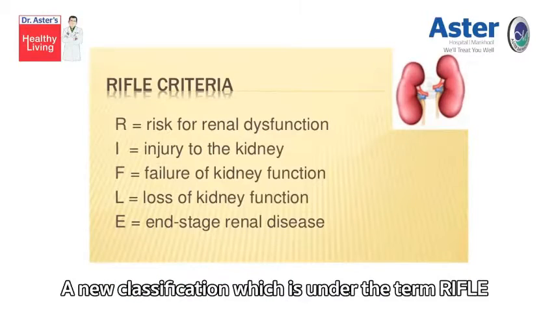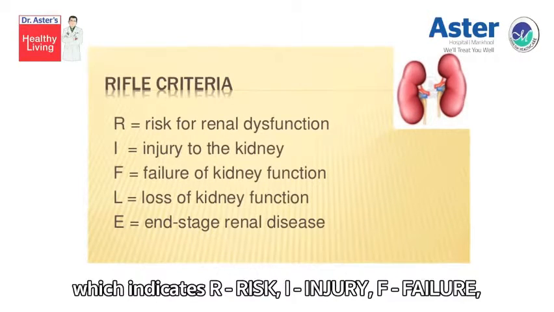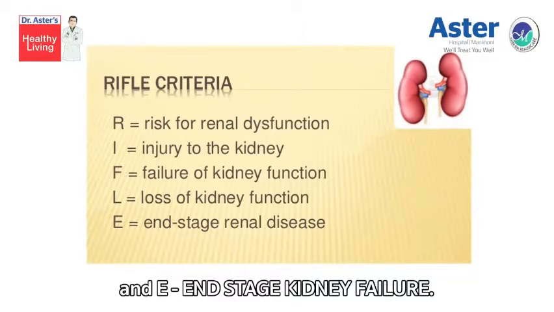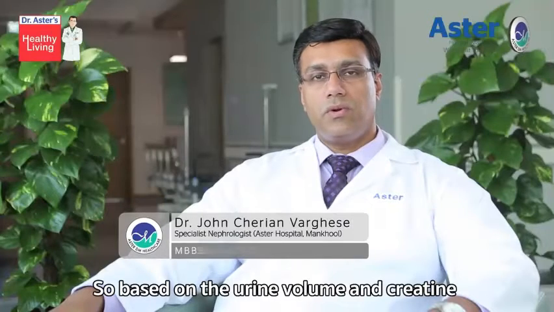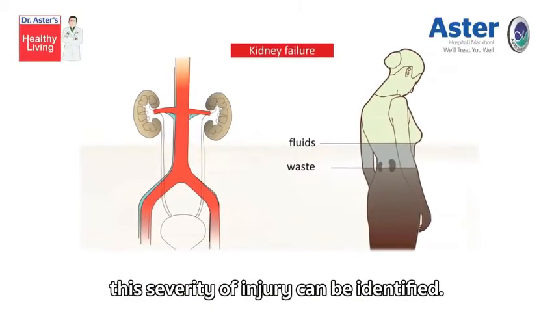A new classification is under the term RIFLE, which indicates R for risk, I for injury, F for failure, L for loss of kidney function, and E for end-stage kidney failure. So based on the urine volume and creatinine, the severity of the injury can be identified.